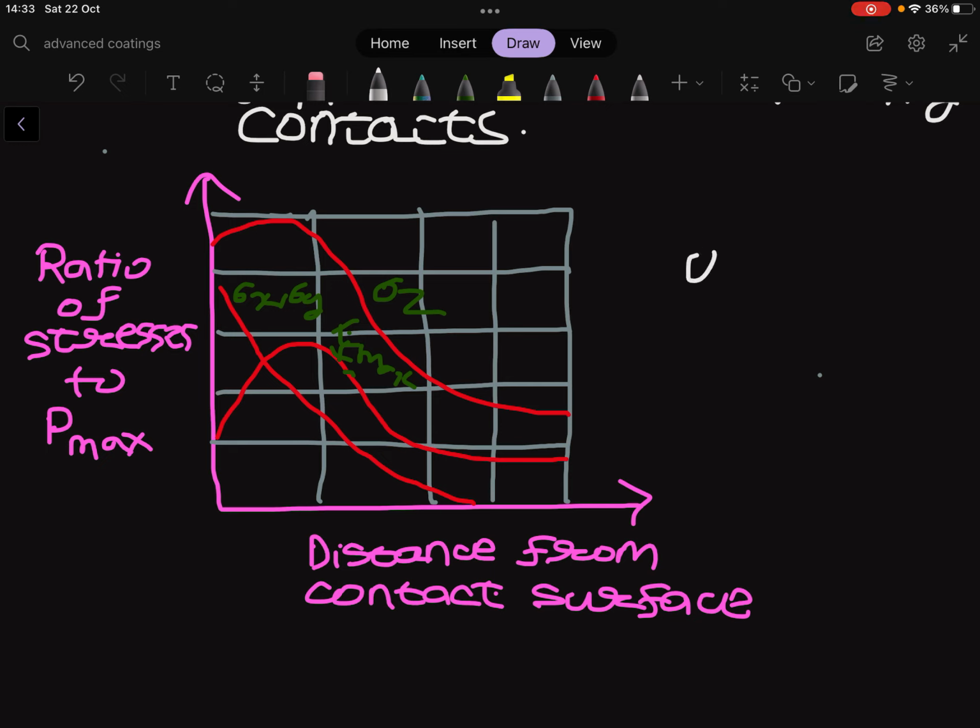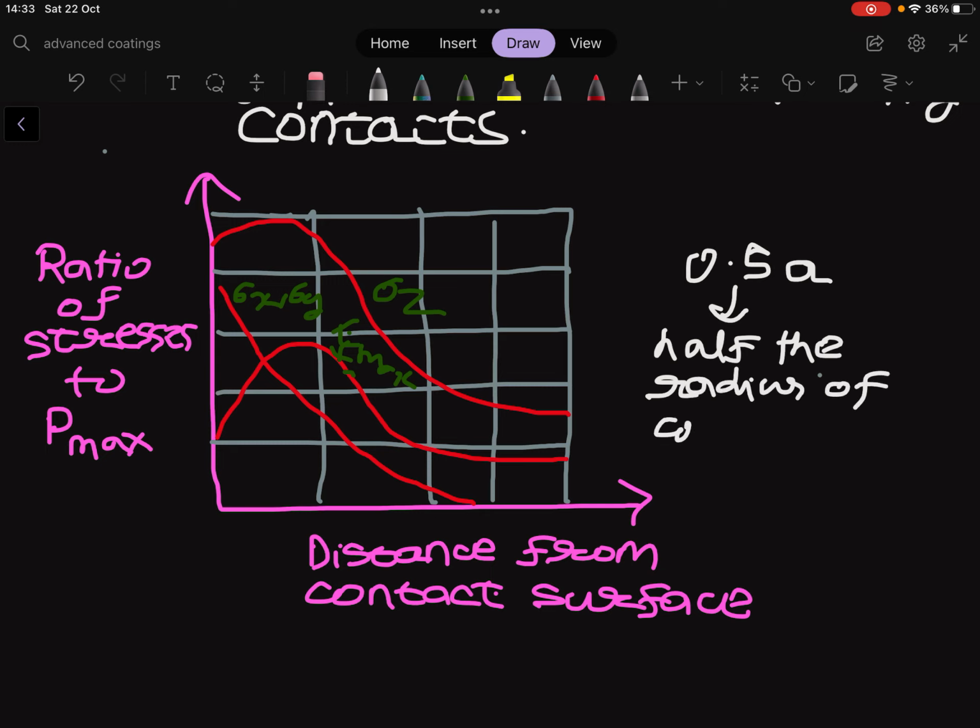This depth is around 0.5 a, that is half the radius of the contact region. We know that in ductile material, plastic deformation is triggered by shear stress. So this means that in this condition, we can produce subsurface cracks at the tau max. Subsurface cracking is the most common failure mode of this type of contact.